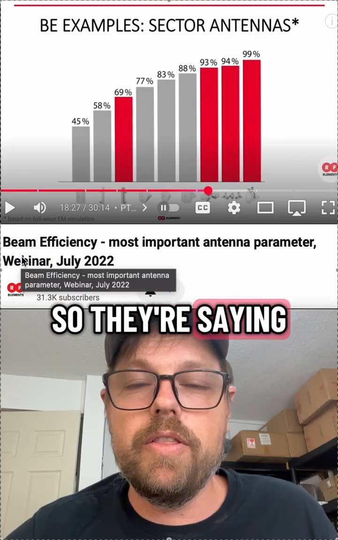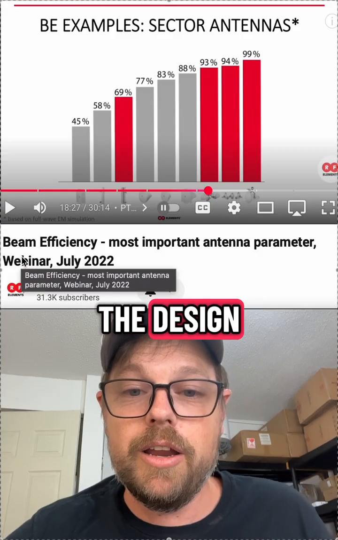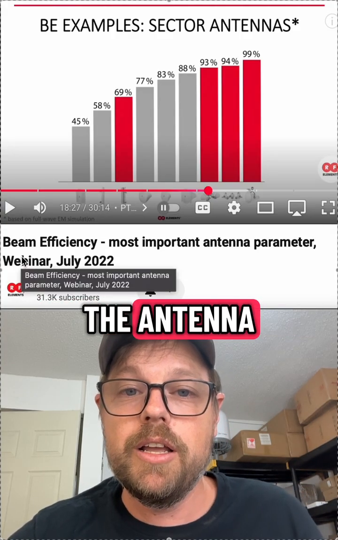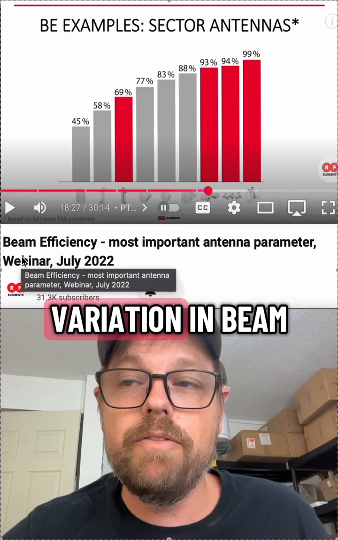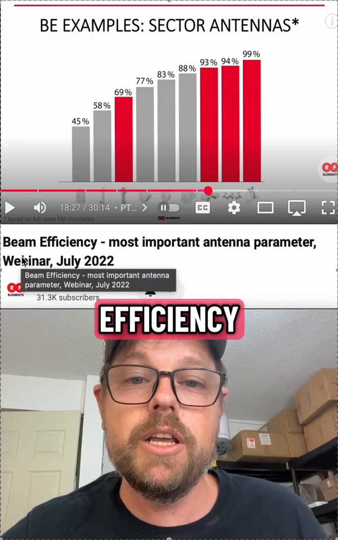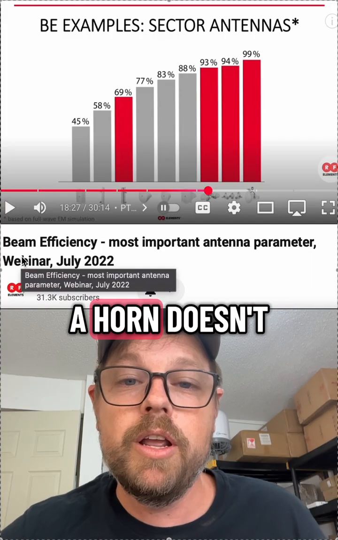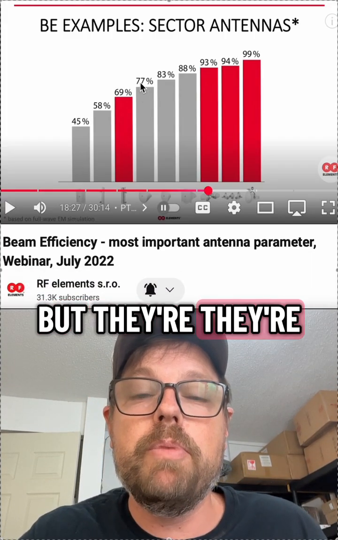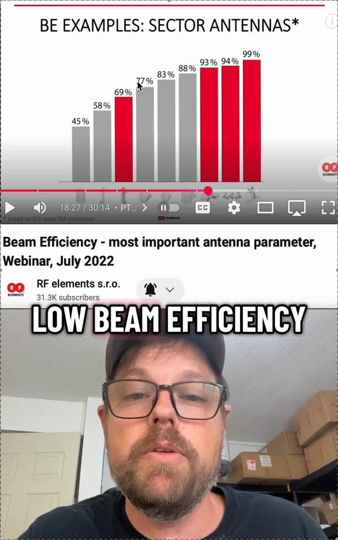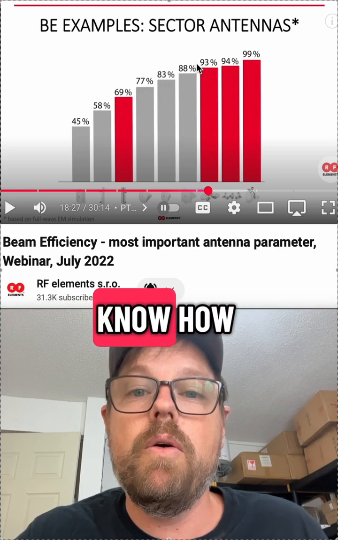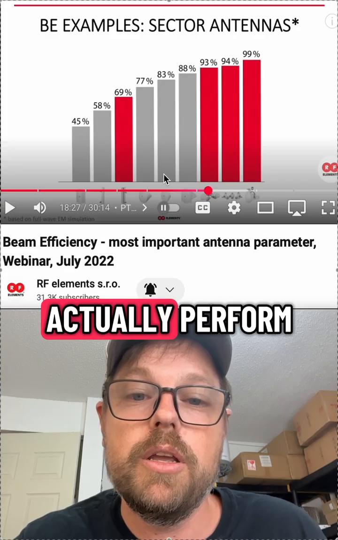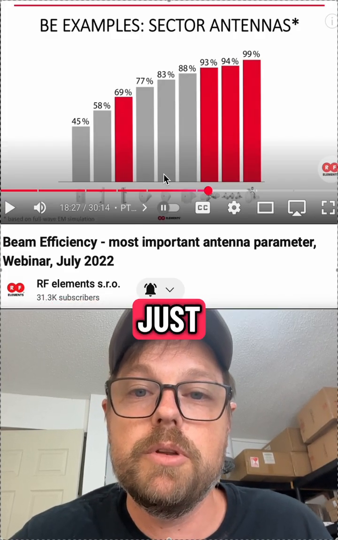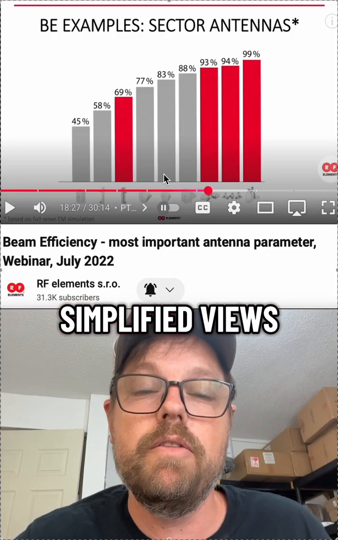So they're saying that depending on the design, and then depending on the manufacturing of the antenna, you're going to have variation in beam efficiency. And so just because it's a horn doesn't mean that it's going to have high beam efficiency. But they're beating up their competitors for having low beam efficiency. How do they know how their competitors actually perform in terms of beam efficiency? They don't. They're taking simplified views.